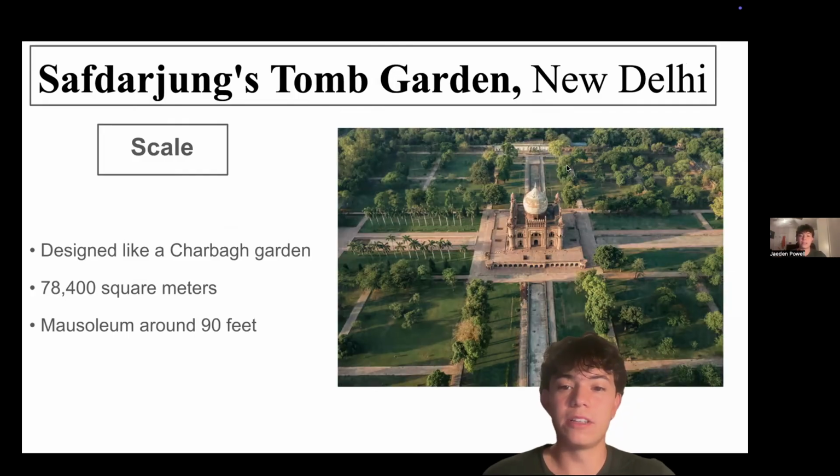After that, the scale, like most other Mughal gardens, this was designed like a Charbagh garden. It was 78,400 square meters in size, and then the central mausoleum on top of the platform is around 90 feet.